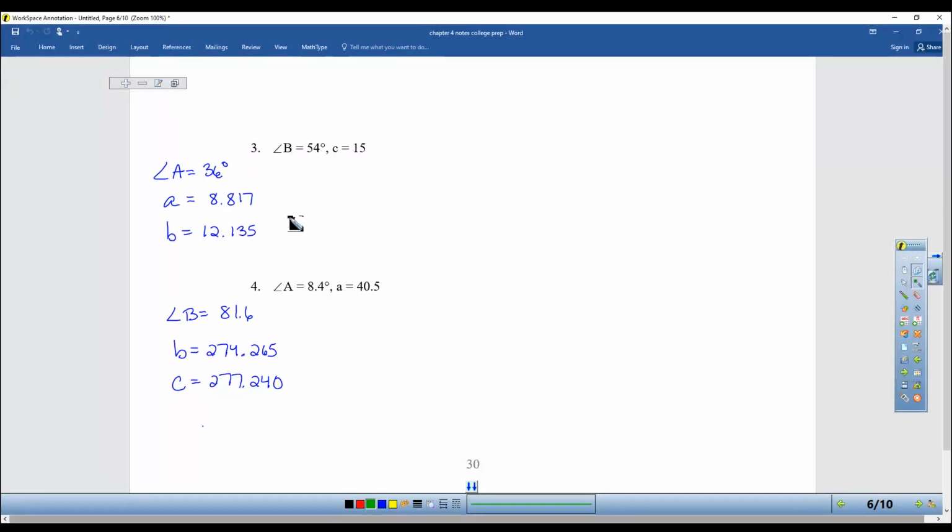So my first step is to always draw the triangle and to label all the parts. So let's put B here and A here and C here. Remember, C is always the 90 for this particular set. This is side C because it's across from the angle C. This is side A because it's across from angle A. And this is side B because it's across from angle B, which they gave to us as 54 degrees.